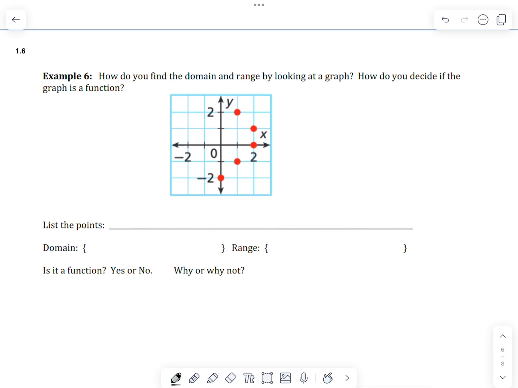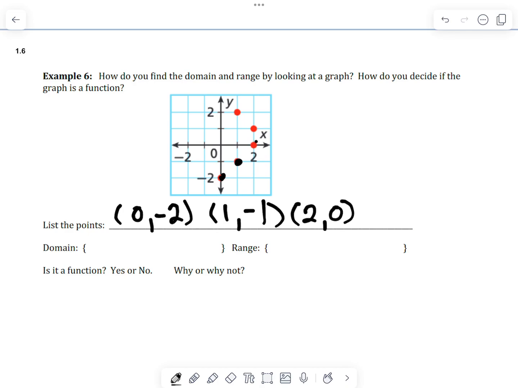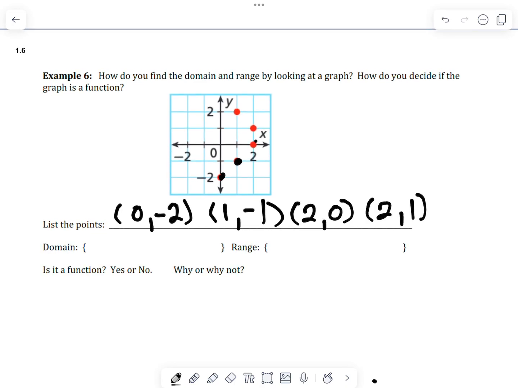Here's another one. I'm going to go ahead and list out those points. There's 0, comma, negative 2, 1, comma, negative 1, 2, 0, 2, 1. You can stop right there for a minute.